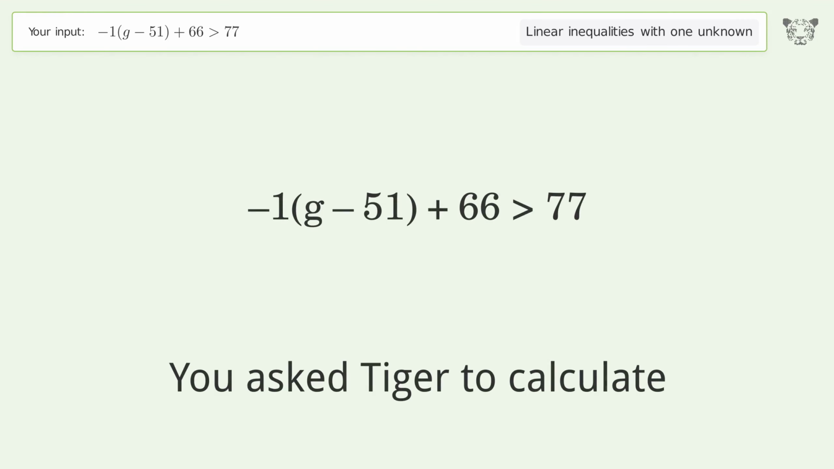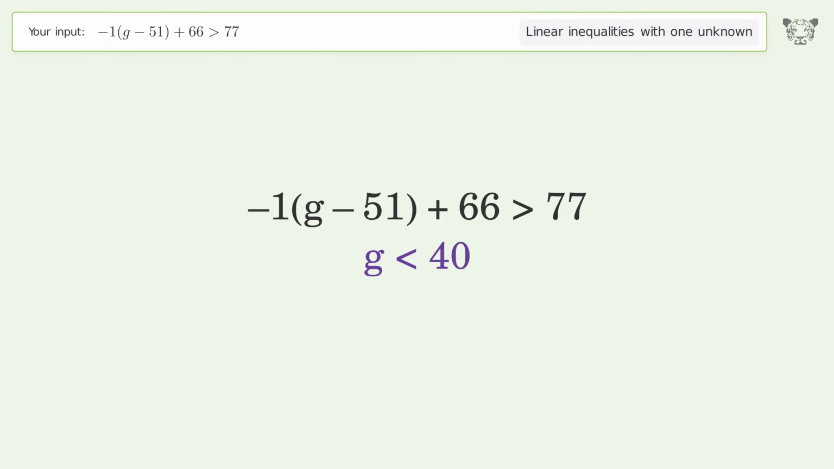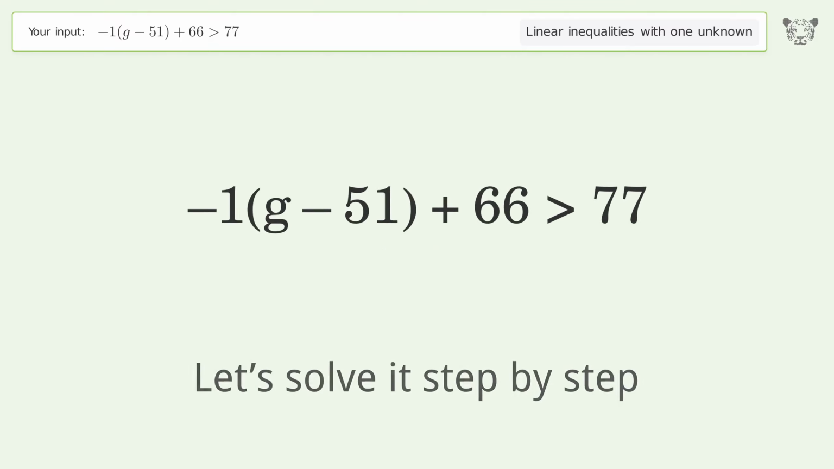You ask Tiger to calculate. This deals with linear inequalities with one unknown. The final result is g smaller than 40. Let's solve it step by step.